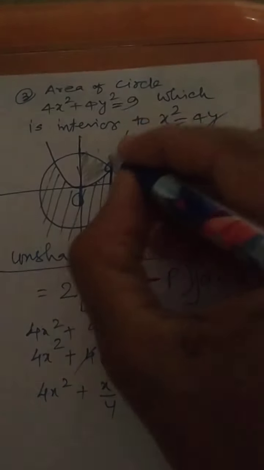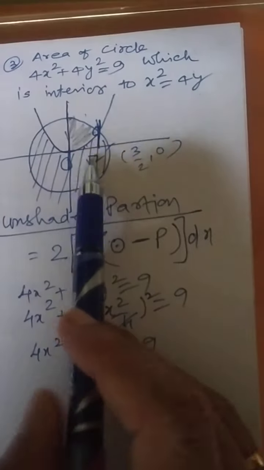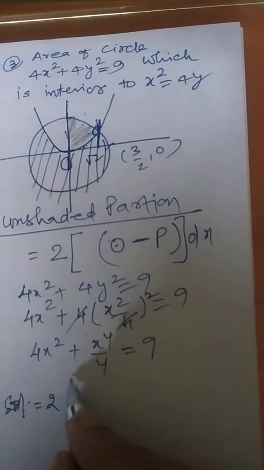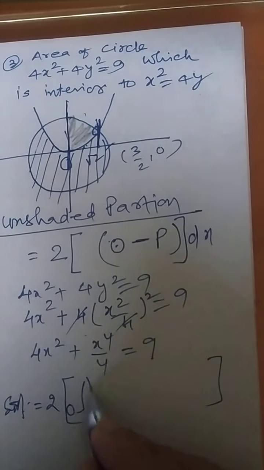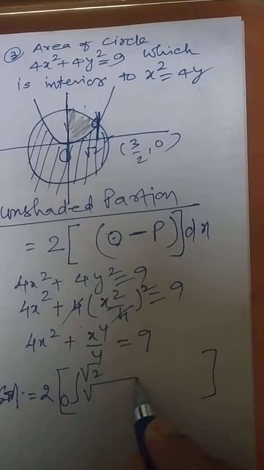Now the value of x you are getting here is root 2. Now from area, the shaded area will be 2 times the area in the first quadrant, from 0 to root 2. Already we have talked about the circle coming first. What is the equation of the circle?